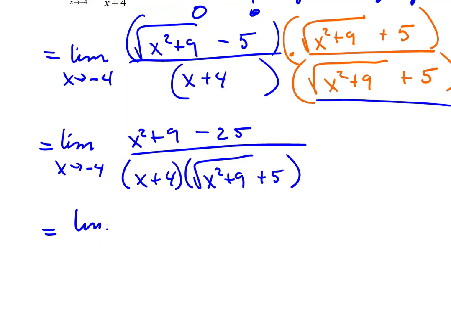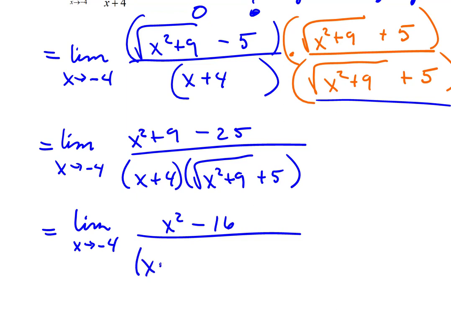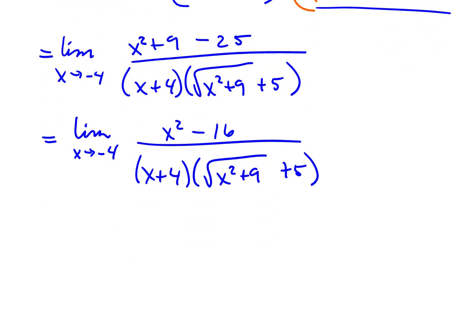We'll have the limit. Keep copying the limit as x approaches negative 4. This time now in the numerator we have x squared, and then we had plus 9 minus 25, so really that's x squared minus 16. The denominator we had x plus 4 times the square root of x squared plus 9 plus 5. Okay, now it's still not looking great, and you can always keep trying direct substitution at any of these steps to see if you've fixed the problem yet.